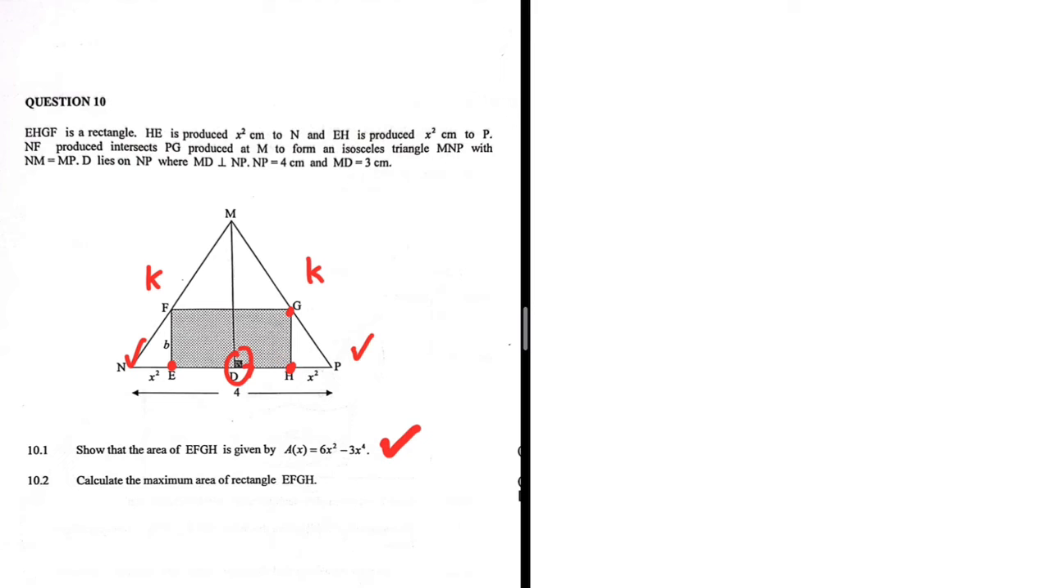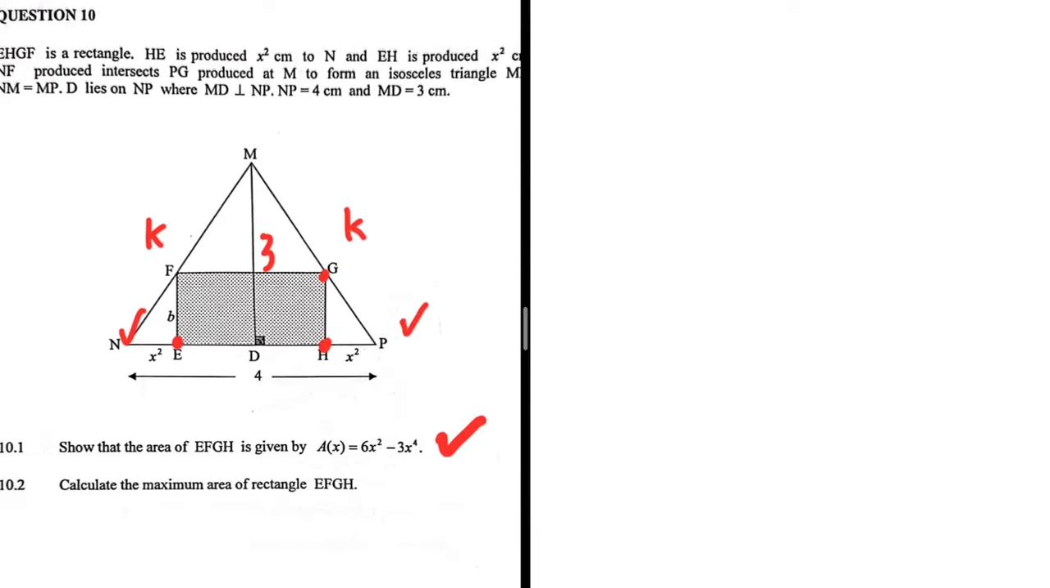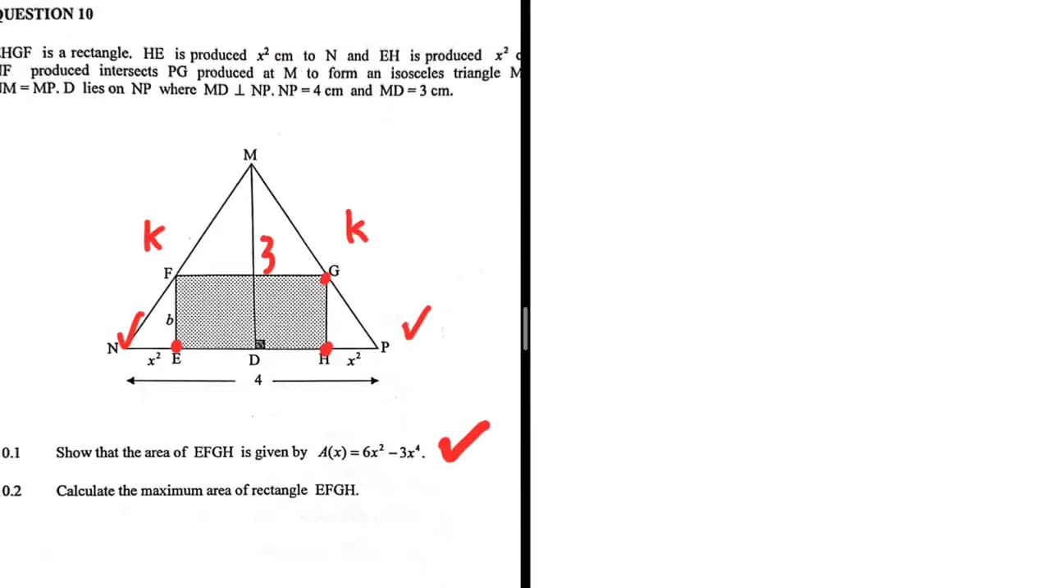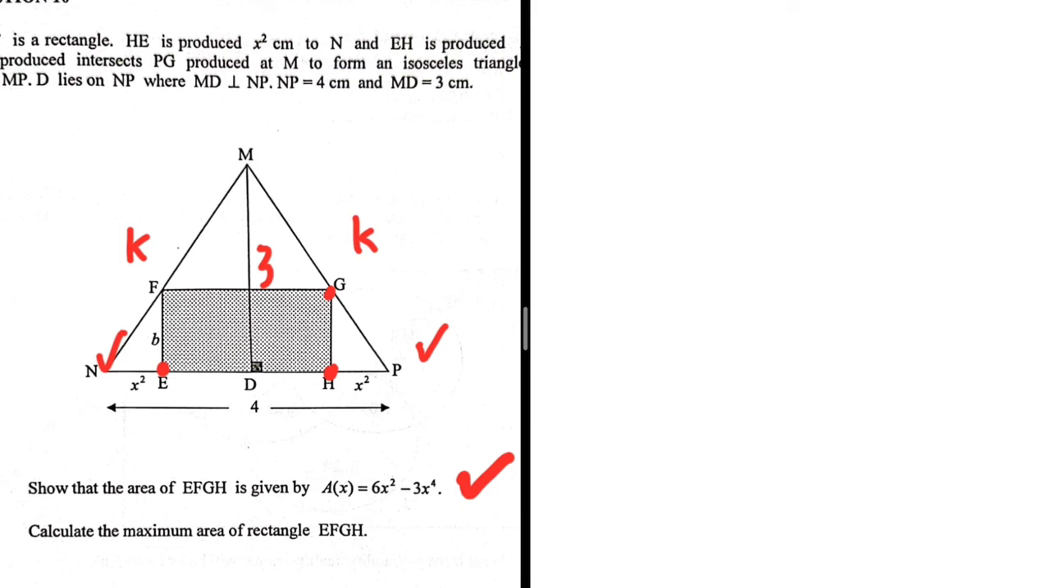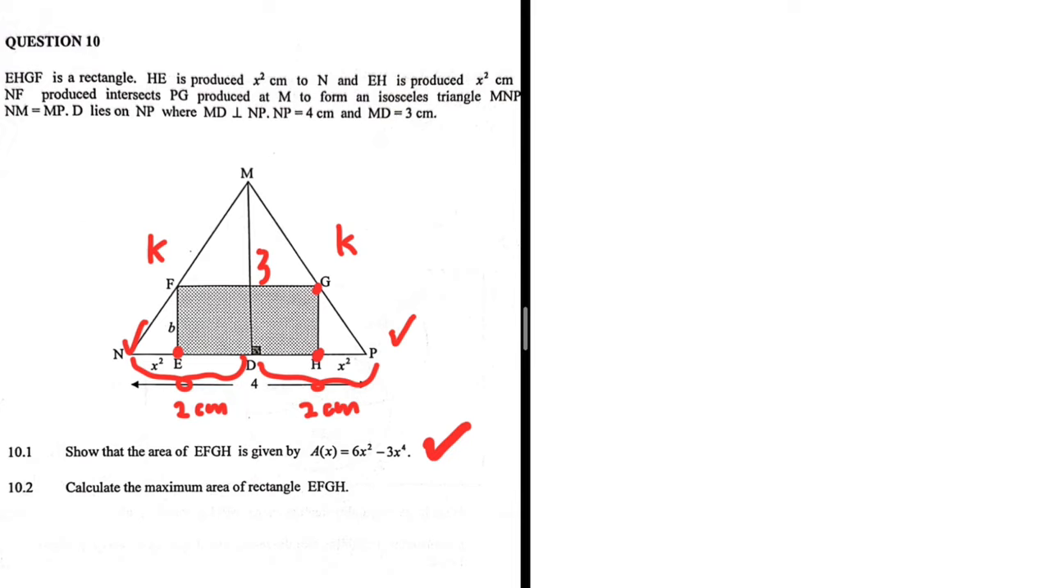And then what else do we have? NP is 4 centimeters. We can see that from the sketch, and MD is 3 centimeters. So let's write this 3 centimeters right there, because MD is 3 centimeters. If from N to P is 4 centimeters, then from N to D is 2 centimeters. And then from D to P is also 2 centimeters. There we go. Let's see how we can solve this problem.